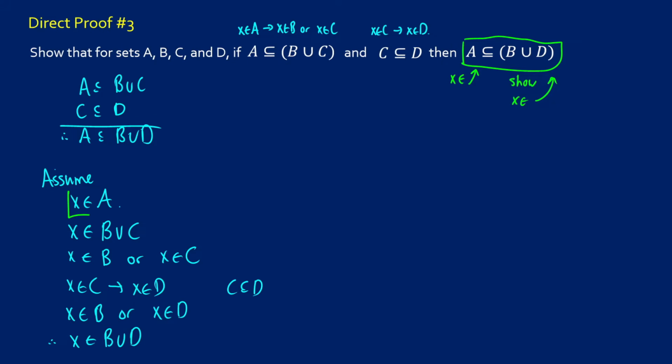So with our assumption, we have gotten to our conclusion. Therefore, we can claim that A is a subset of B union D. I have an entire video on set theory proofs if you want to see. I just want to show the direct nature of this, where we start with an assumption and then we just work going forward to get that final result. Now, those are direct proofs.